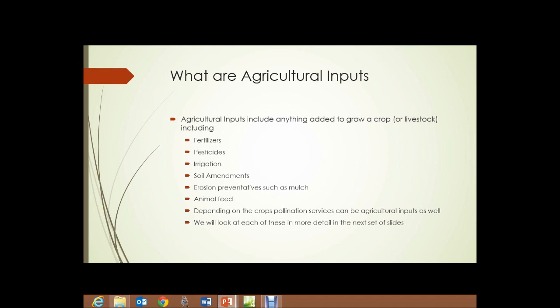in order to produce that crop. That includes things such as fertilizers, pesticides, irrigation, soil amendments, erosion preventatives such as mulch, animal feed. Depending on the crops being grown, pollination services can be agricultural inputs as well.